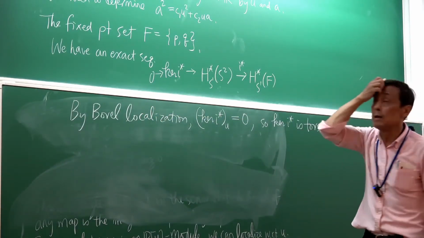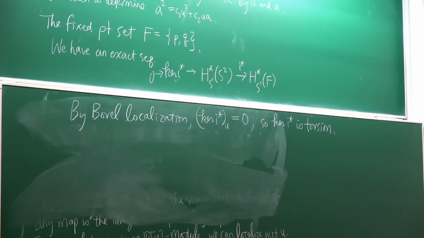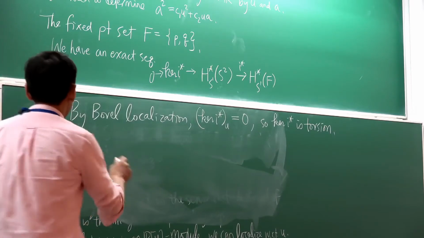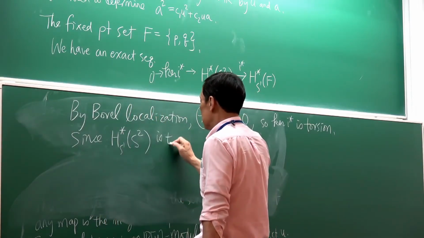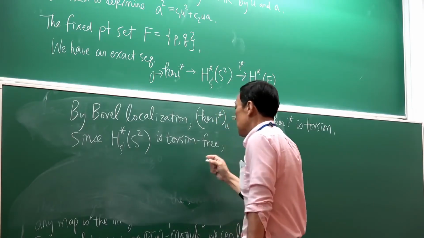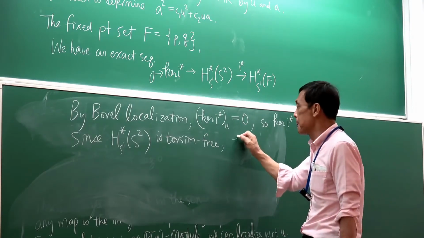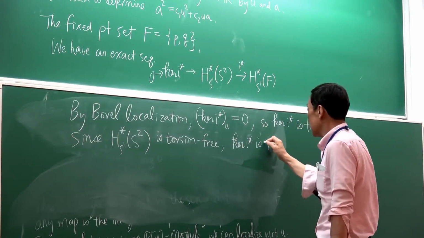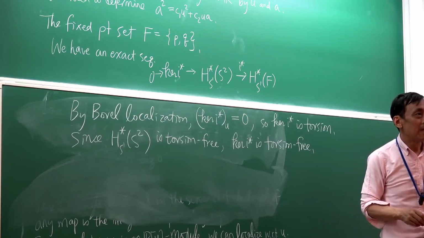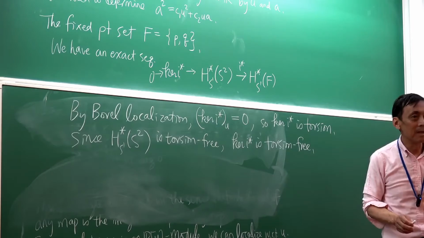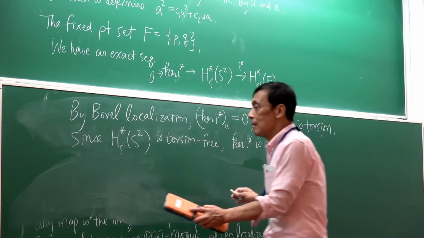On the other hand, we know that this is free, right? There's no torsion in here. It's torsion free. So since equivariant cohomology is torsion free, that means it has no torsion elements. So any submodule is torsion free. That means it has no torsion elements. Okay? Well, how could it be torsion and torsion free? The only possibility is that it's 0.